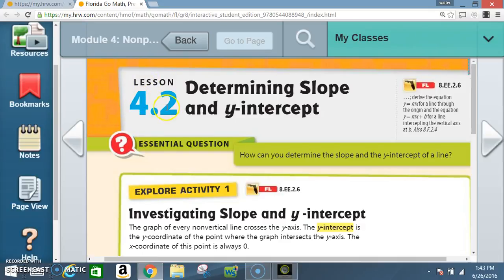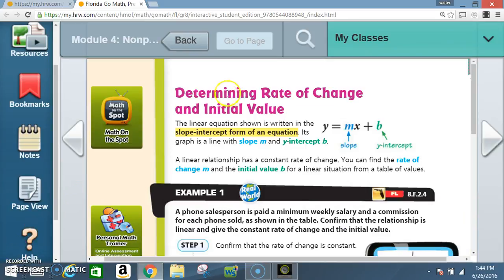Lesson 4.2, Determining Slope and the Y-Intercept. Determining rate of change and initial value.